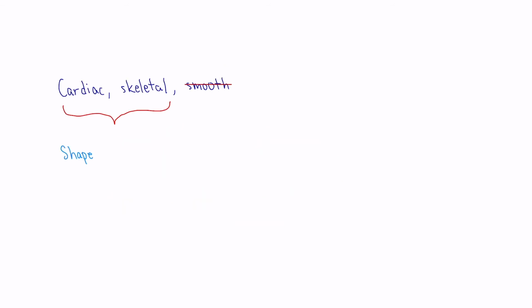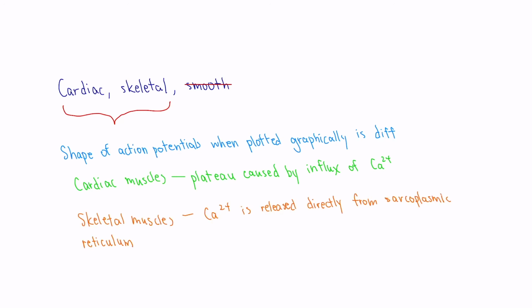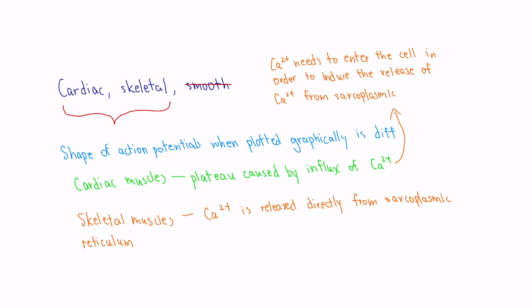The shape of the action potential within these types of muscles, when plotted graphically, is different because only cardiac muscles have a plateau caused by influx of calcium ions. In skeletal muscles, calcium is released directly from the sarcoplasmic reticulum, but in myocytes, calcium needs to enter the cell in order to induce the release of calcium from the sarcoplasmic reticulum.